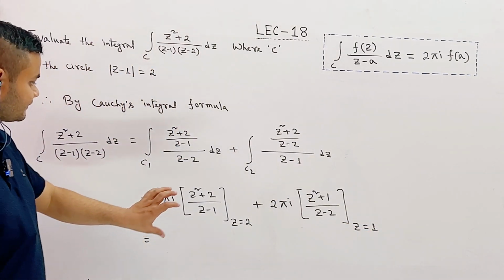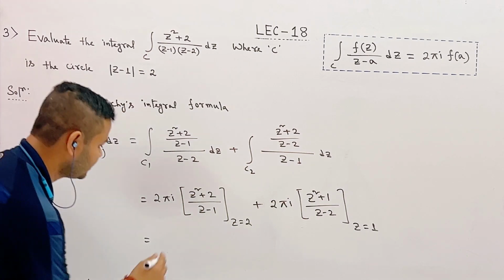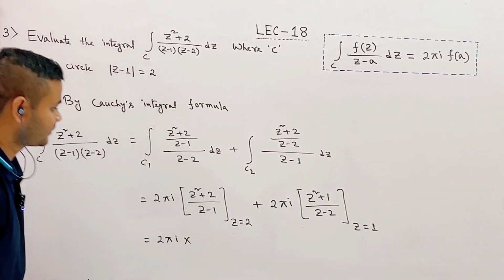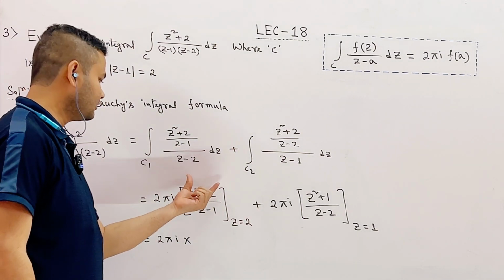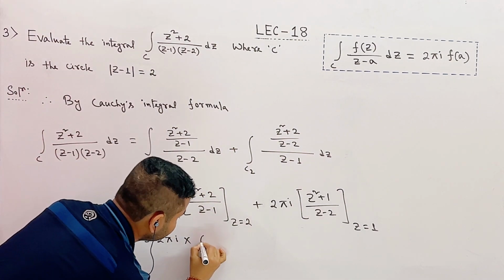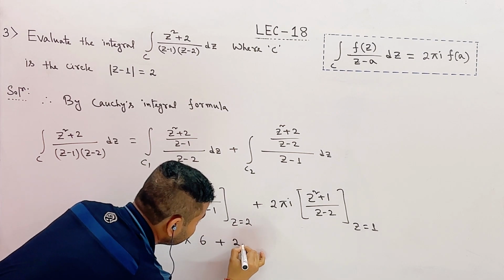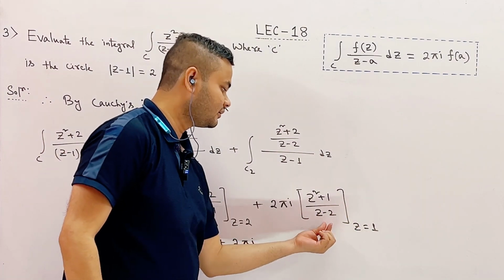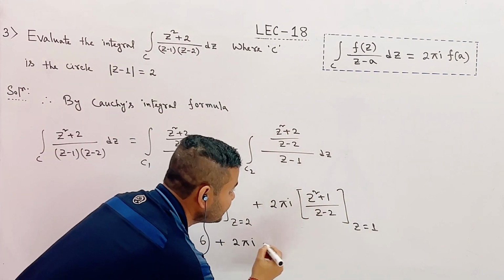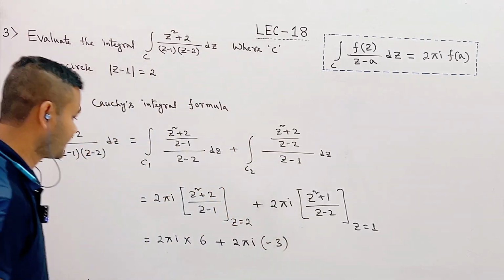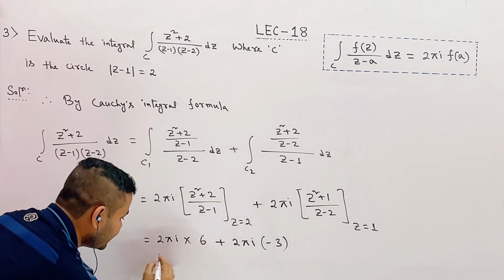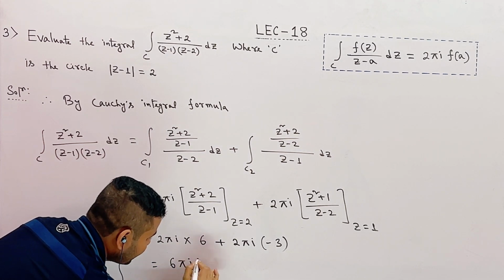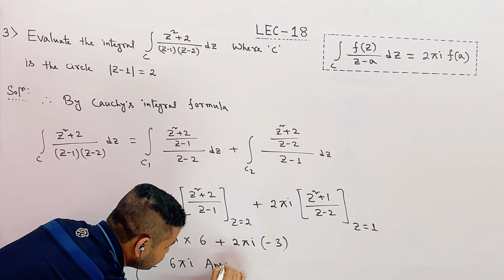Now, let us simplify this term and this term. So we will get twice pi iota into, if we put z equal to 2, then we will get 6, plus twice pi iota. Again, let us put z equal to 1 here. After simplifying, we will get minus 3. So finally, after simplifying, we will get 6 pi iota, which is the answer.